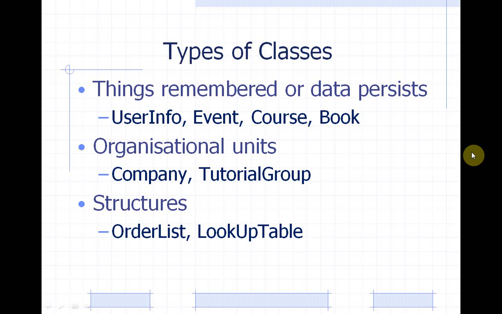Now let's see the types of classes. The classes can be things remembered or data processes, like the user information, event, course, and book. A class can also be organizational unit. It can be company, tutorial group. A class also can be structure like list and table.